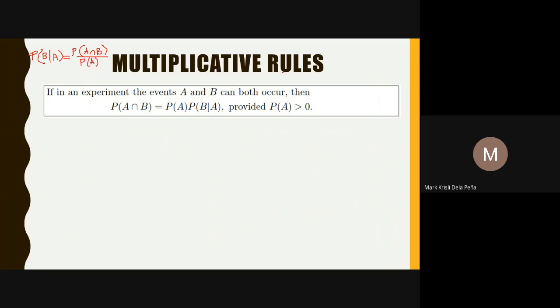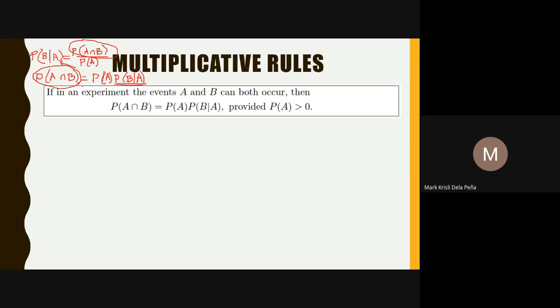Now, in multiplicative rules or product rules, we are looking for this one here. So we will cross multiply this so that what would be left on one side is the probability of the intersection of A and B, and on the other side would be the probability of A multiplied by the probability of B given A, provided that the probability of A is greater than 0. Here, the conditional probability is given, and we are looking for the probability of the intersection.